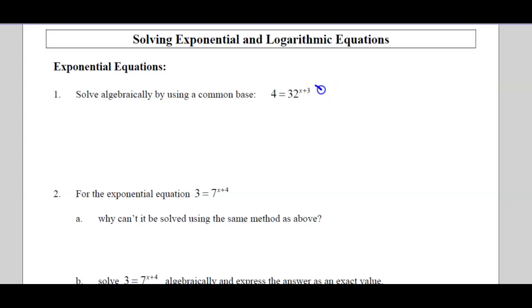Is like what we did last week, okay? Expressing with a common base, so that you do not need logs. You can't show both with a base of 4, but you can show both of them with a base of 2.